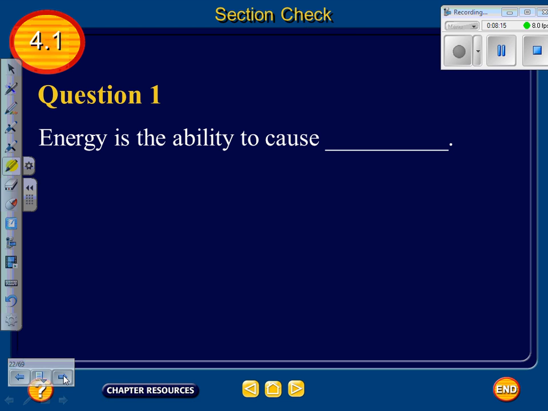I'll go through these questions, and your homework for section 1 is the online section review, which can be accessed via your My Big Campus account.